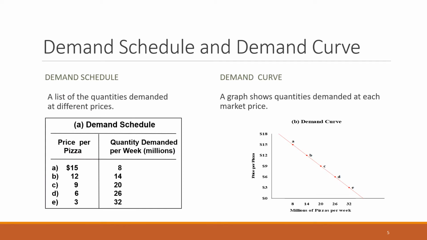Quantity demanded at each market price can be presented in a demand schedule and demand curve. In the demand curve, the horizontal axis represents quantity demanded. Vertical axis represents price of a product. The demand curve has negative slope, which reflects the law of demand.